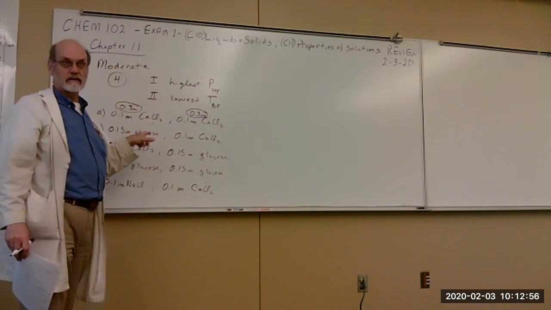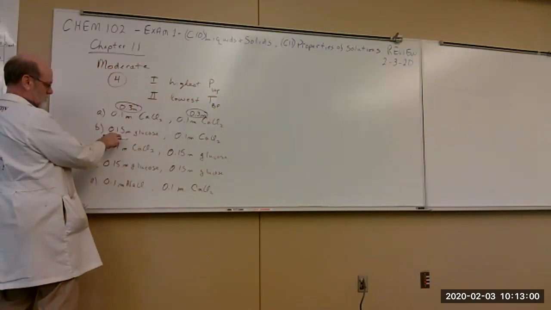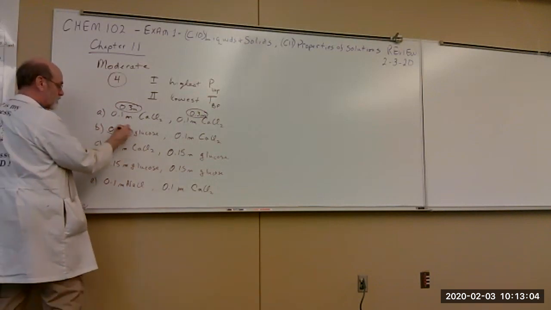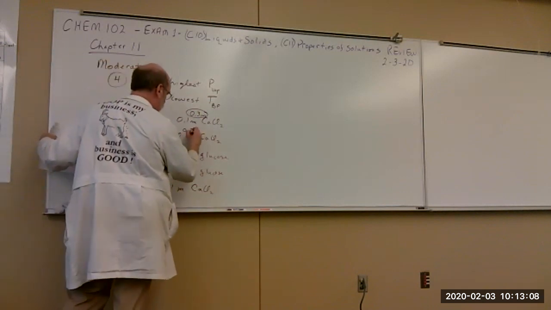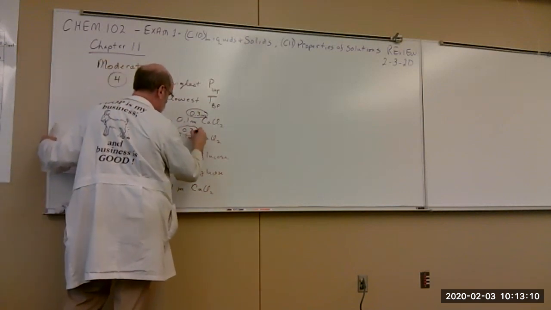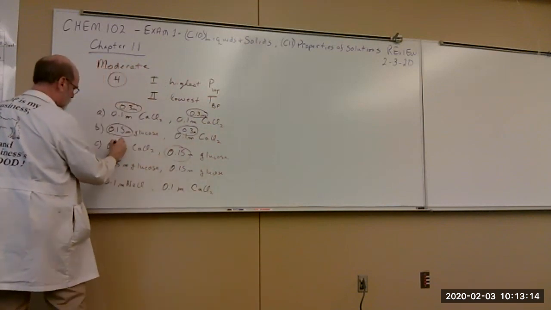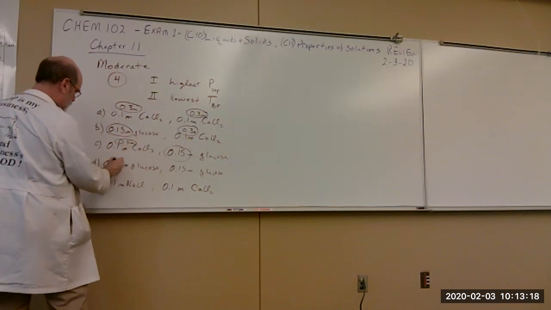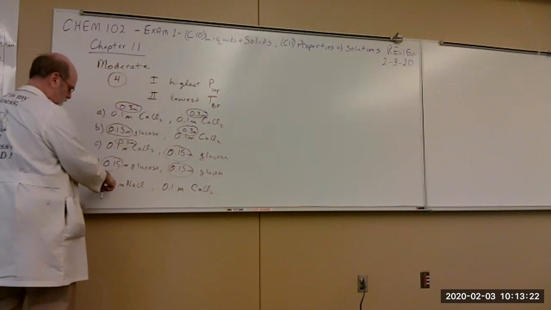Are we okay? So how about this one? Glucose does not dissociate in water. So that concentration is it. This one is 0.3. This one is still 0.1. This one is 0.3. This one is still 0.15, 0.15. How about this one?